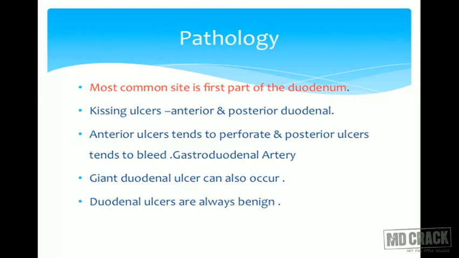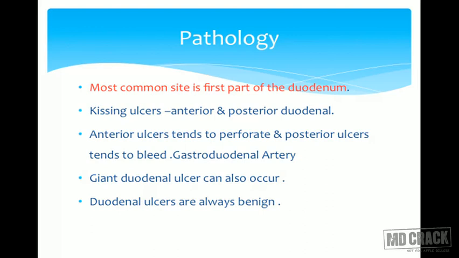We may get two ulcers, present on the anterior aspect and posterior aspect of the duodenum. These are called kissing ulcers. The anterior ulcer tends to perforate and cause perforative peritonitis. The posterior ulcers, situated over the gastroduodenal artery, when they burrow deeply, may erode into the gastroduodenal artery and can cause torrential hemorrhage. Many times we may get giant duodenal ulcers, when the ulcer is present throughout the circumference of the duodenum. When such ulcers perforate, they may give rise to a wide perforation of the duodenum.